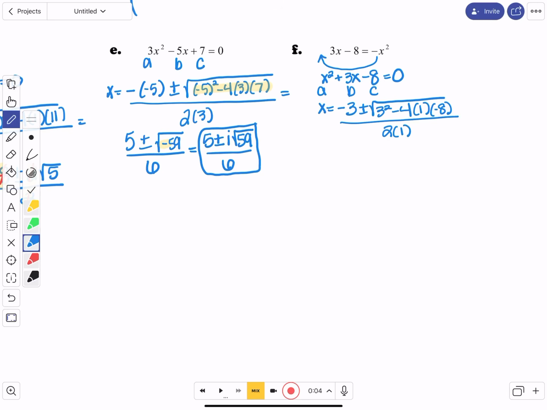All right, so if we start to simplify, we've got negative 3 plus or minus. Once again, we will calculate what's underneath here. So that's going to give us 3 squared minus 4 times 1 times negative 8, which is 41. And 2 times 1 is 2. So you want to figure out, are there any perfect squares that go into 41? And there's not. And there's no way to reduce the 3 and the 2. So on this one, this is your final answer.